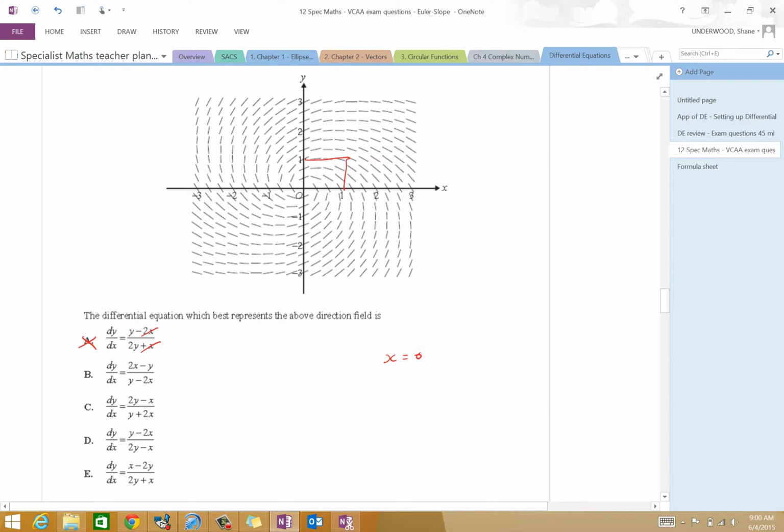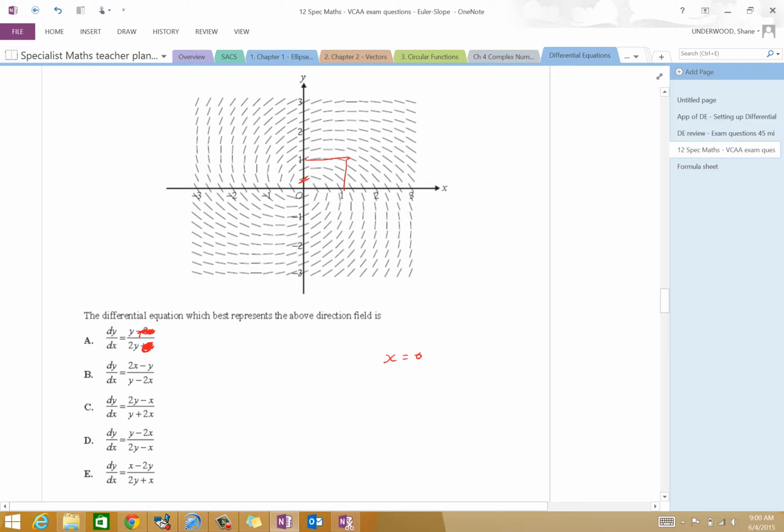So what else can we do? I don't know if I agree with that. It can be A. Well, because I'm crossing out that because x equals 0, y equals 0. Okay. I'm actually going to say that this gradient of a half, that could be a half.